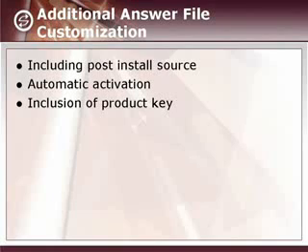File a little further. We're going to make a change so that it will include the post-installation source that we specified in the OEM folder structure. We're also going to have it automatically activate Windows XP, and we'll include the product key so we're not prompted for that. Almost anything you don't specify in the answer file that is required during setup, it'll automate to the point where it needs that information and then present it.